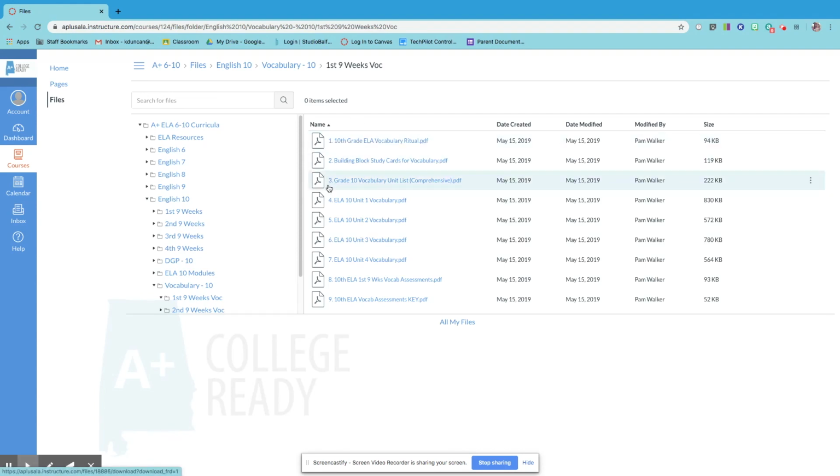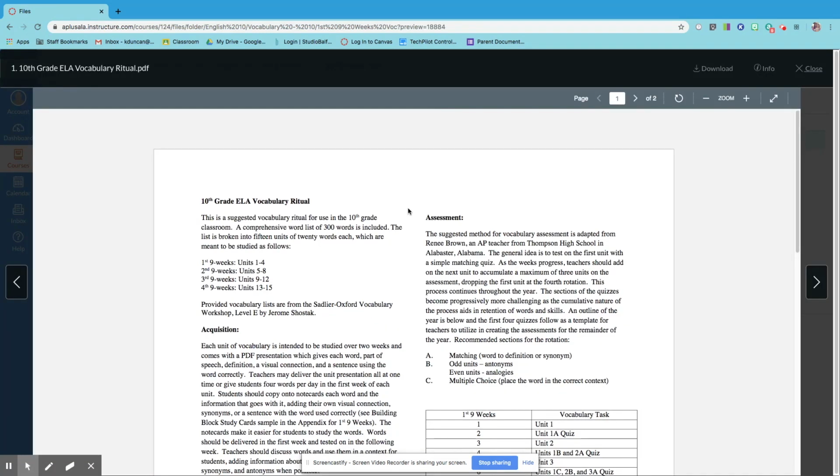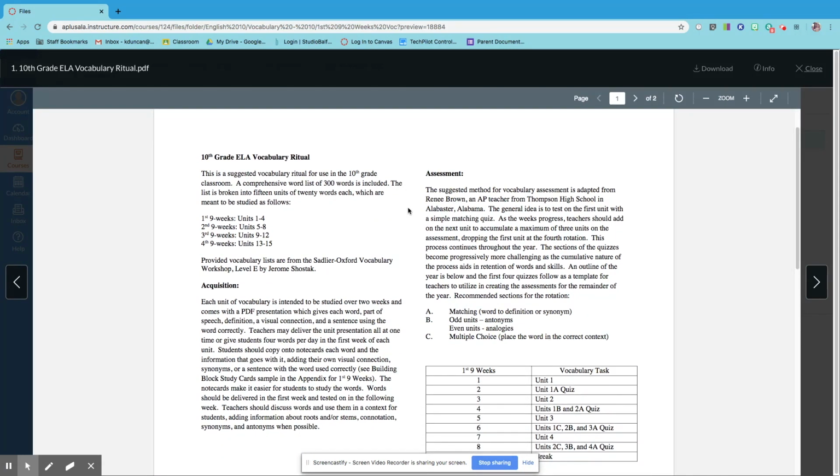Inside the folder, all files are numbered. The first numbered file is the 10th grade ELA Vocabulary Ritual that provides an overview of the program and assessment. 10th grade students have 300 words to study over the course of the year. Words are broken into 4 quarters and then into units. Units are intended to be studied for 2 weeks at a time. Teachers can give the words for the 2 weeks all at once or 2 daily during the first week.